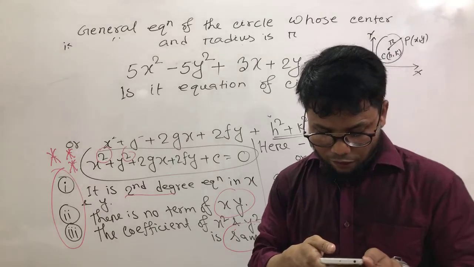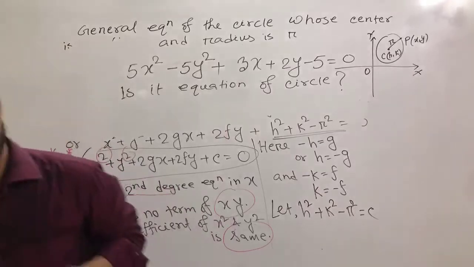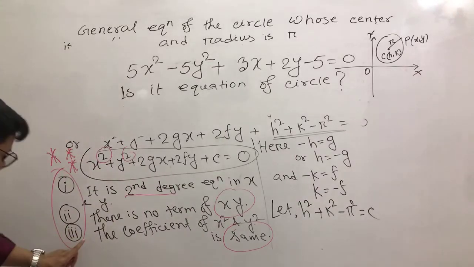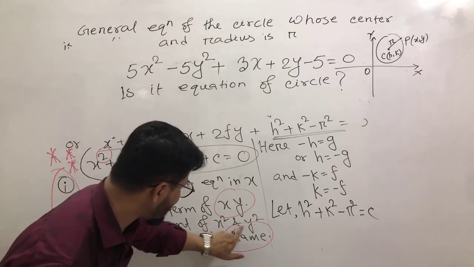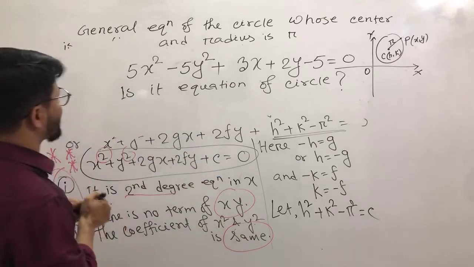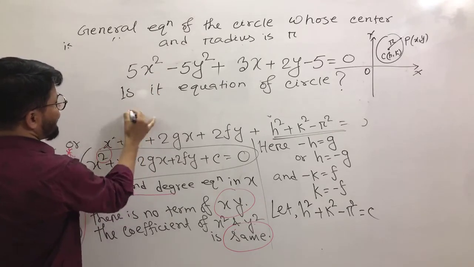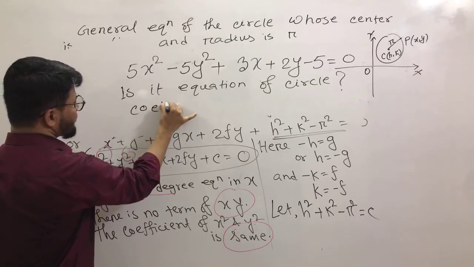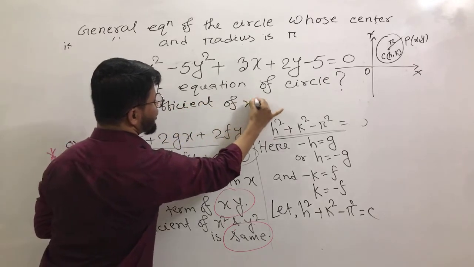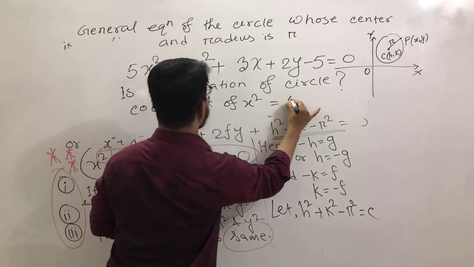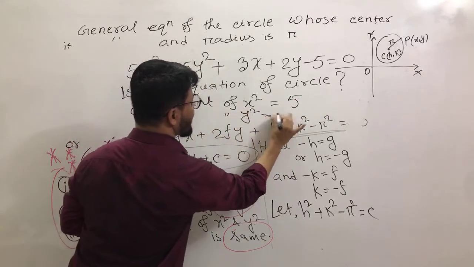Niloy says the reason is that the coefficients are not equal. Yes, thank you so much. Absolutely right answer. Here is the second test, the third test. What we see here is that the coefficient of x square and y square must be the same. Here the coefficient of x square equals 5, and the coefficient of y square equals -5.